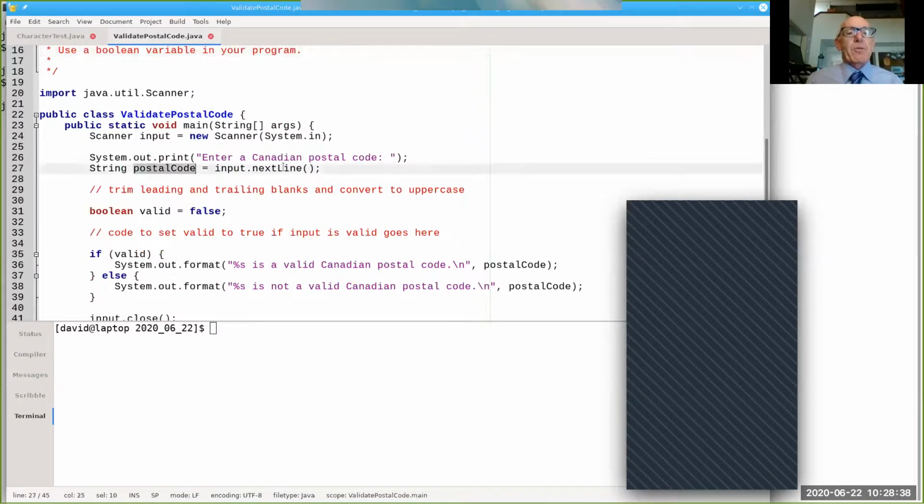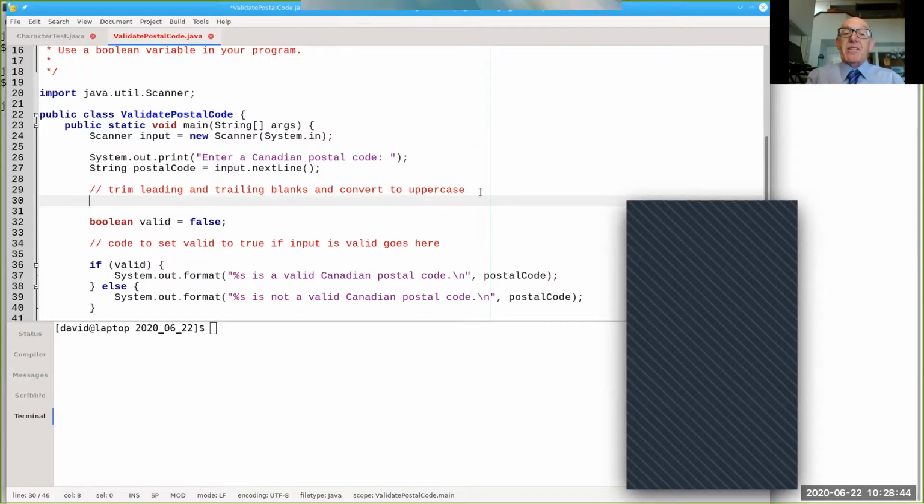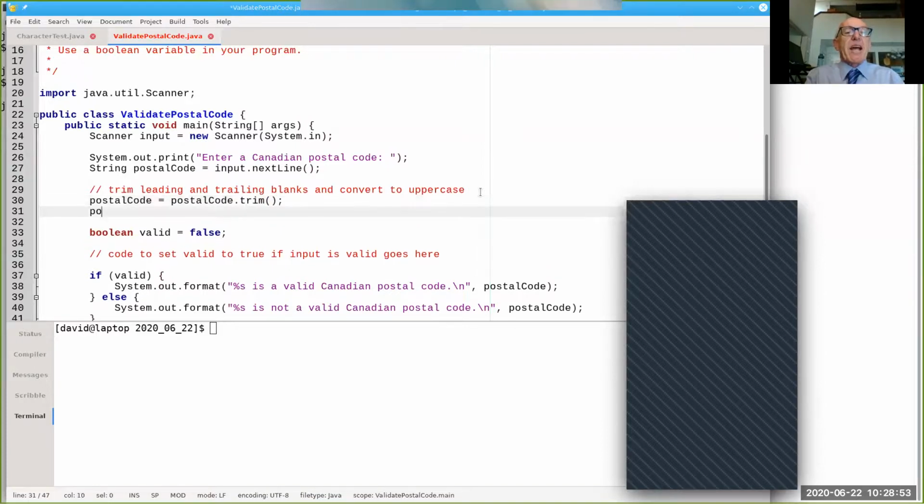Okay, we have our postal code here. What I'm now going to do is trim the leading and trailing blanks and convert to uppercase. There are two ways to do this. I can say postal code becomes postal code.trim, which gets rid of the leading and trailing blanks. And then in a second step, I can say postal code.toUppercase. That's one way to do it.